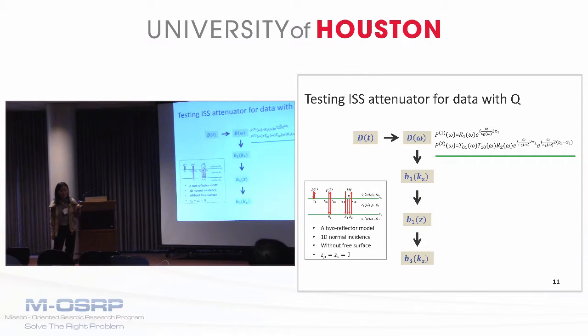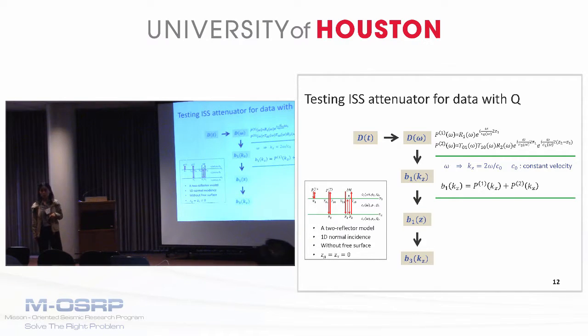Now, in the second step, we map the data from the frequency domain to the vertical wavenumber domain in preparation for the subsequent migration. One very important point here is that when we do this mapping, we use a constant velocity C0. So the ISS attenuation algorithm takes a constant acoustic model as its background, even though the actual world is absorptive and dispersive, but this algorithm does not take any information about them.